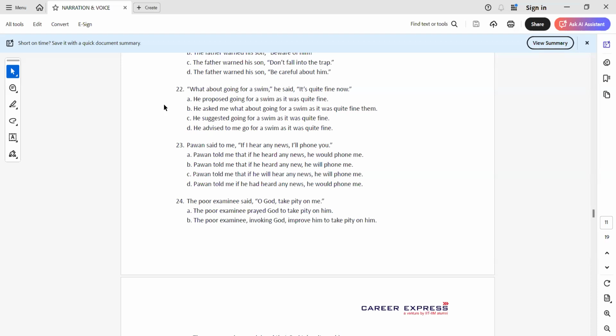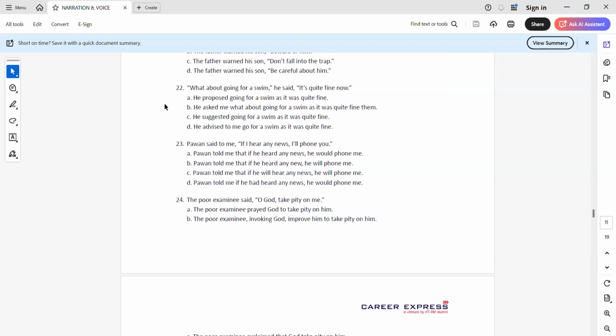This MCQ is a lot easier, I'm finding it a lot easier than the previous exercise. He proposed going for a swim as it was fine. What about going? He suggested going for a swim, as he advised me. Suggested and proposed are similar. He proposed going for a swim. What's the difference? I don't know. It just sounds better. So, what about going for a swim? It's quite fine now.